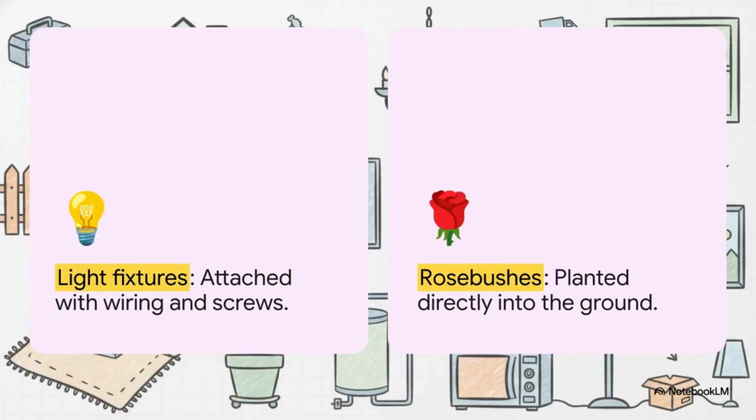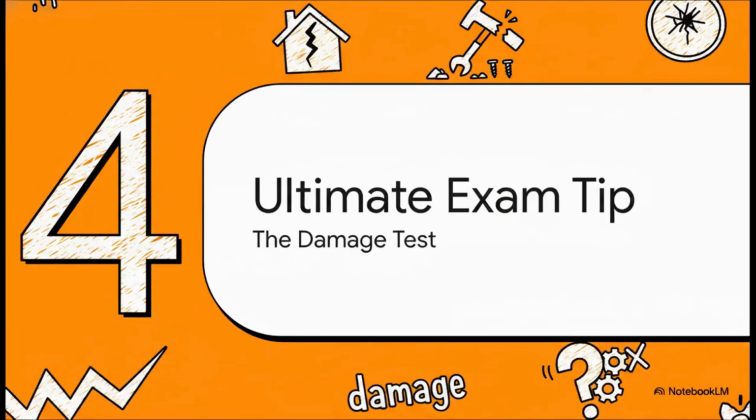Now, let's compare 2 very different items. Say someone has antique light fixtures attached to the ceiling with wiring and screws. They also have rose bushes planted right in the ground outside. Because both of these involve permanent attachment to the property, they're both classified as real property, and they stay with the house.